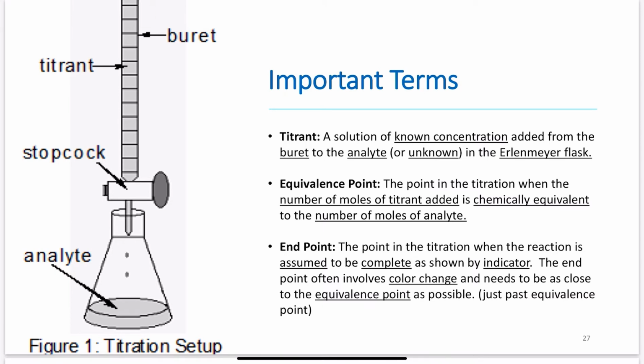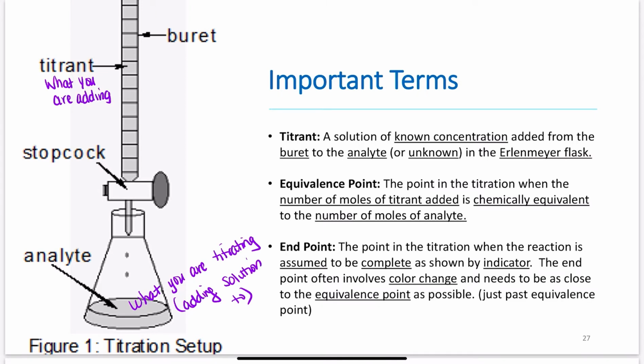The analyte is what you are titrating. It's most often your unknown, and it's what you are titrating, meaning adding to. The titrant is what you're adding from the burette. Burettes are a device used to deliver a specific volume of liquid.